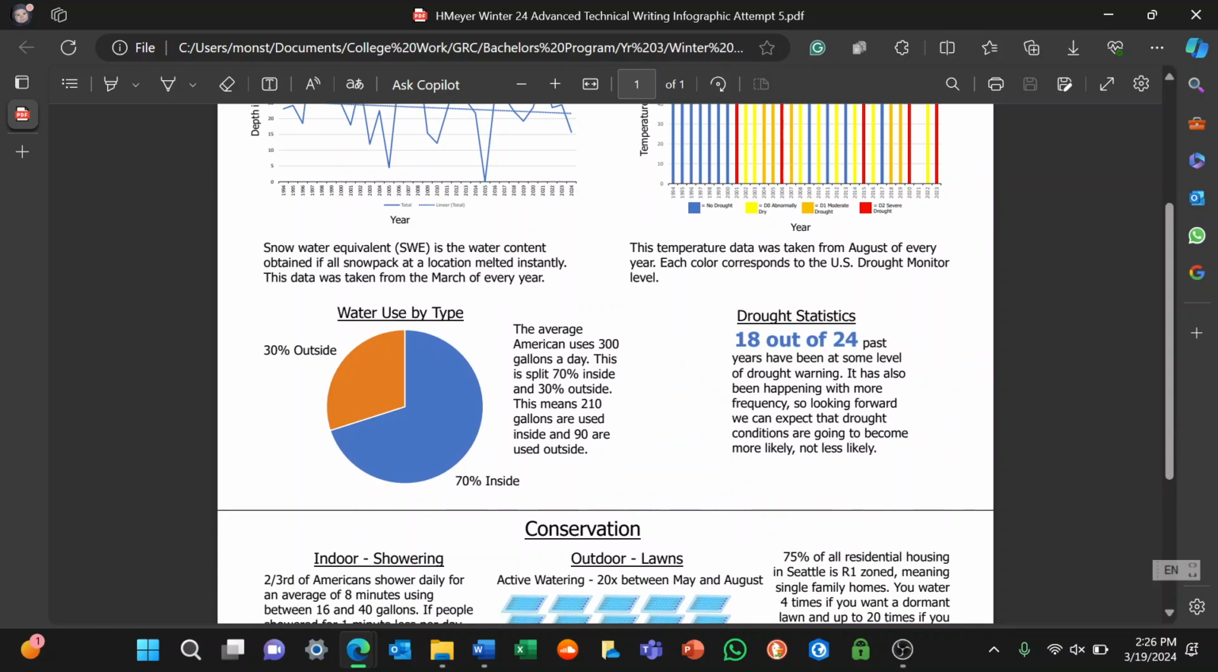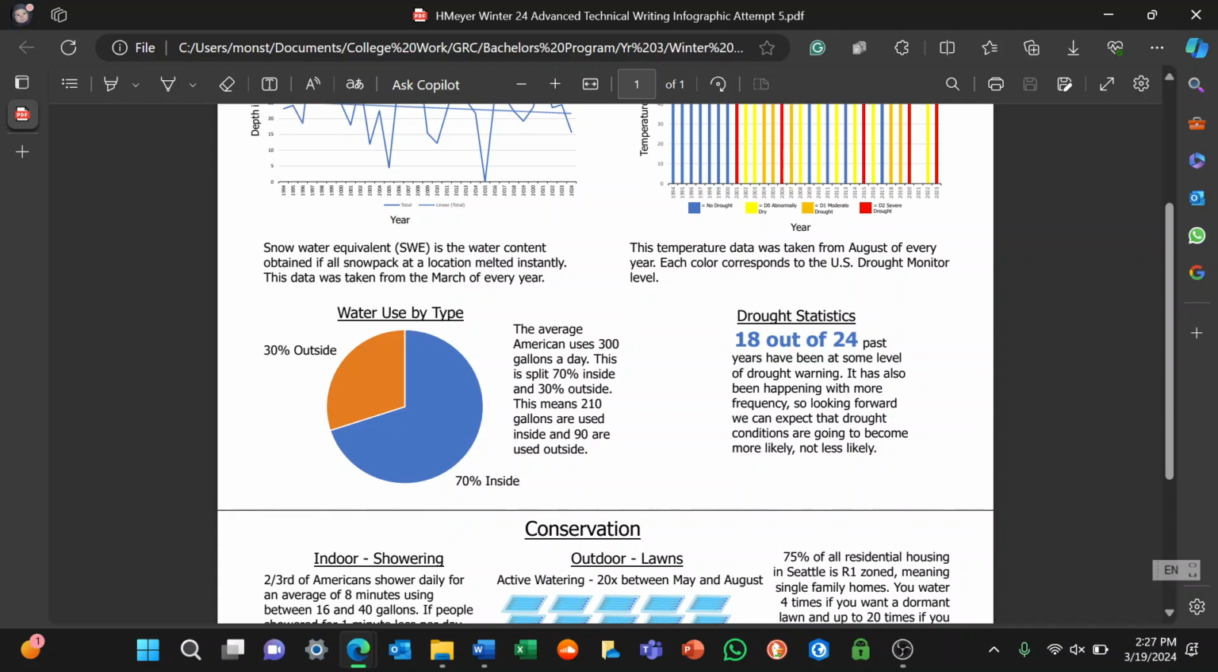Going on to my third graph, we have a pie chart. This is water use by type. The average American uses about 300 gallons a day, with 70% used inside and 30% used outside. I wanted to show how much water people use because it's important to understand just the sheer quantity that we use. This is the average American household, so that means half could use more and half could use less.